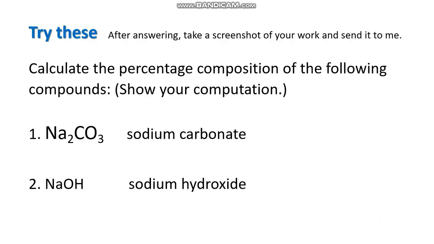After answering, you can try your understanding and try to solve for the percentage composition of the following compounds: sodium carbonate and sodium hydroxide. Take note that for sodium carbonate, you have sodium, carbon, and oxygen as the elements, and for sodium hydroxide, you have sodium, oxygen, and hydrogen. You can pause this video while you are solving or computing for your answers.